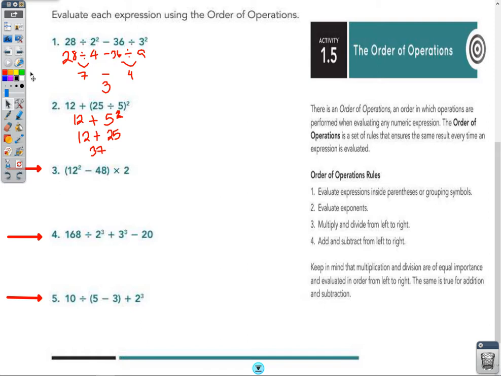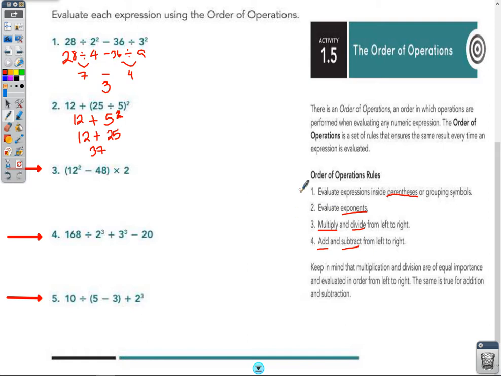So why don't you give number 3 a try? Again, remember, the first step is to evaluate the expressions inside the parentheses. And so we're looking for parentheses first, and then we're going to look for exponents, and then we're going to multiply and divide from left to right, and then we're going to add and subtract from left to right.